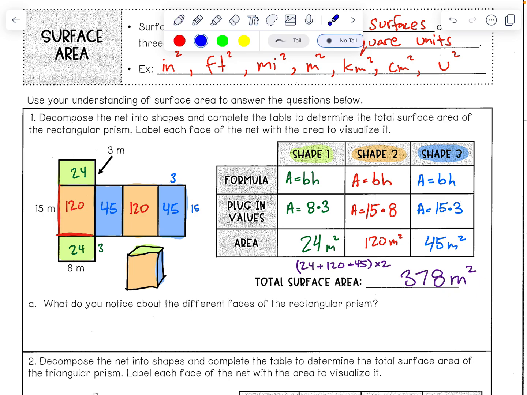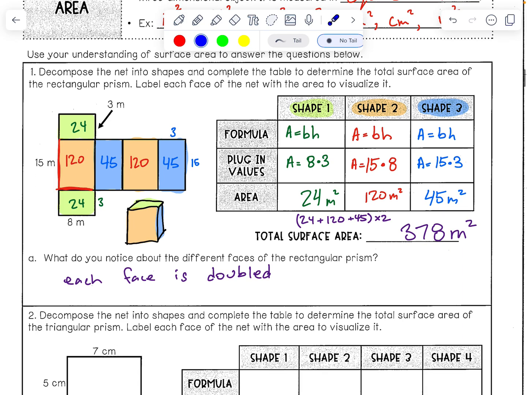So what do we notice about the different faces of the rectangular prism? Well, there are a couple of things I notice, but for a rectangular prism, each face is doubled, because you have a front and a back, which are the same, a top and a bottom, which are the same, and a left and right. So we can add those all up and then double them, or you can double all of these first and then add them up together. Both ways will work.